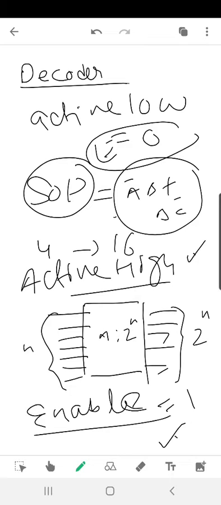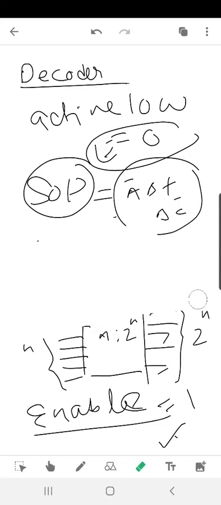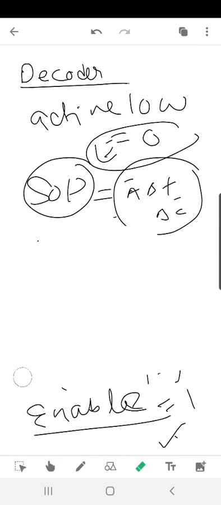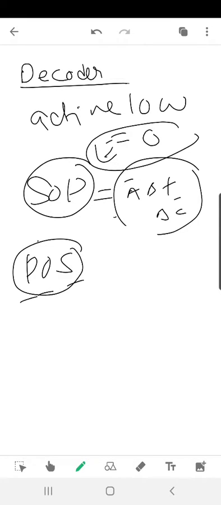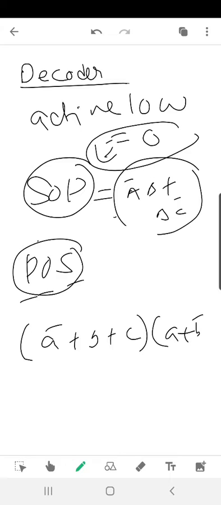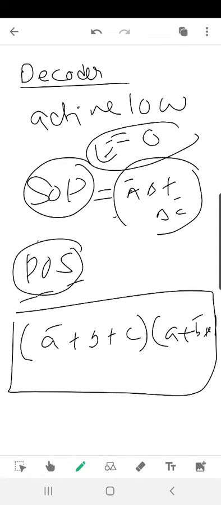Okay, and the output of active low decoder will always be represented in the form of POS or our max terms. Max terms, or POS, represents product of sum. They are written like this: A bar plus B plus C multiplied by A plus B bar plus C. The output of active low decoder will always be written in this form, and the output of active high decoder will be written in the SOP form.